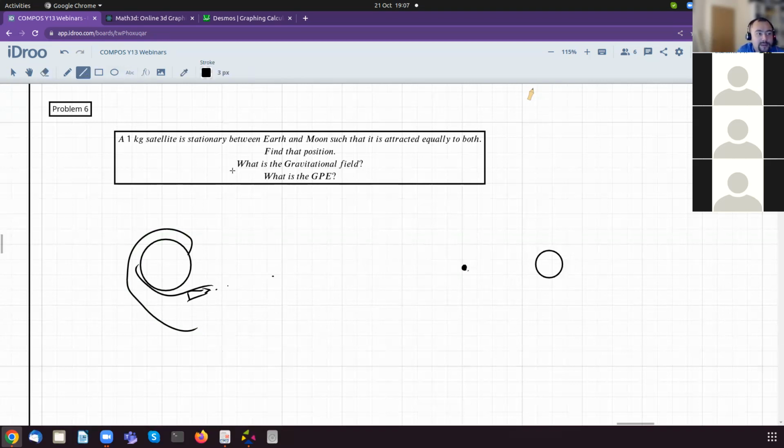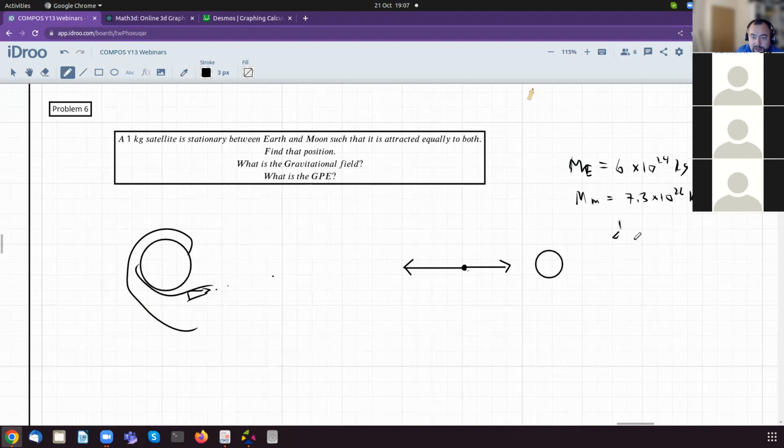So at this point, the force is the same. There are some useful numbers. So approximate values, mass of the Earth, which you can always look up. Mass of the Earth is 6 times 10 to the 24 kilograms. Mass of the Moon is 7.3 times 10 to the 22 kilograms.